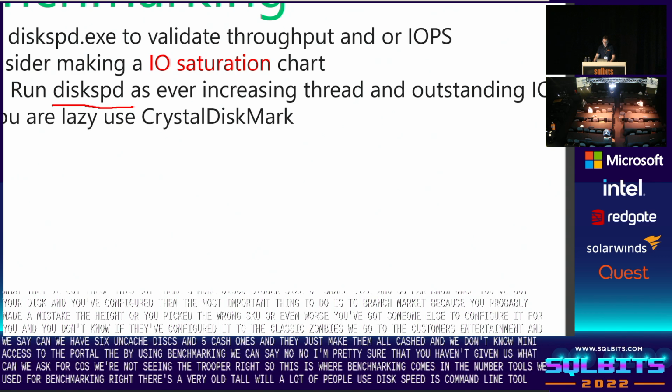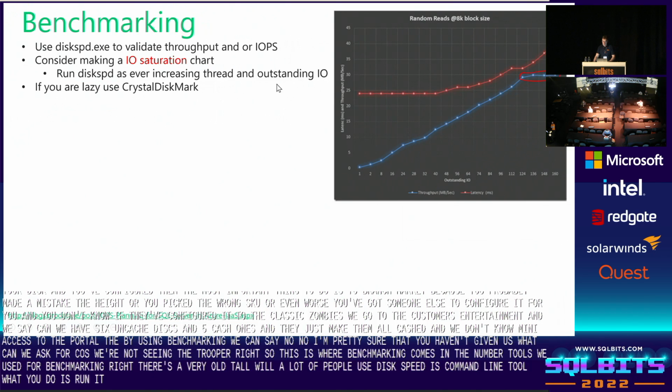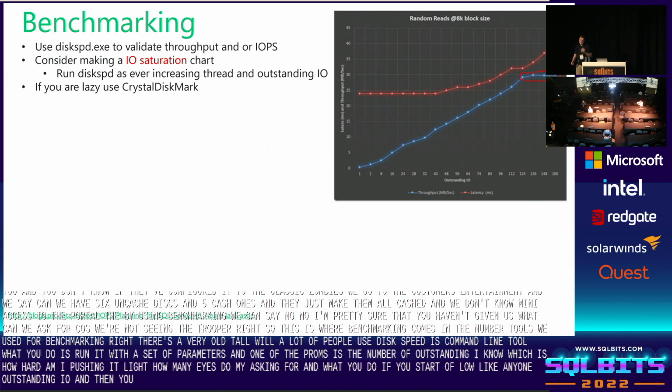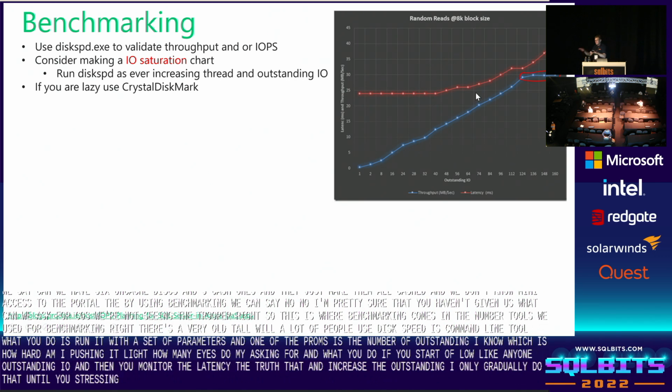Disk speed, what you do is you run it with a set of parameters. And one of the parameters is the number of outstanding I/O, which is how hard am I pushing it, right? How many I/Os am I asking for? And what you do is you start off low, like only 1 outstanding I/O, and then you monitor the latency and the throughput of that, and then you increase the outstanding I/O, and you gradually do that until you stress it to max it out, right?